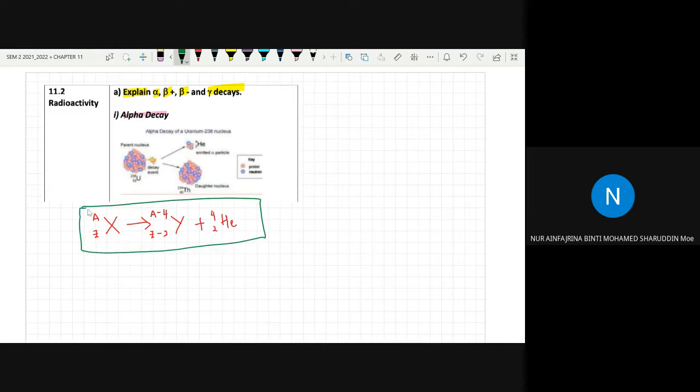So when it comes to alpha decay, you must understand, it usually happens for heavier nuclei. Okay, I'll teach while we share, okay? Usually for heavier nucleus. Meaning, its proton number is more than 32.